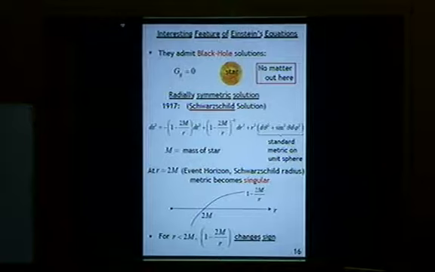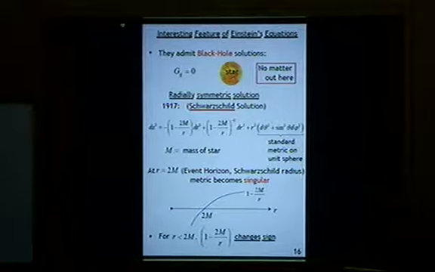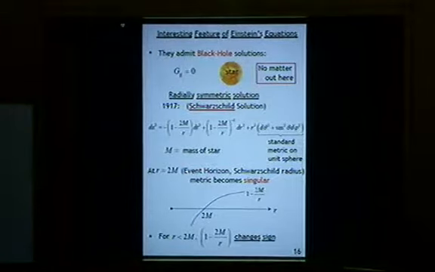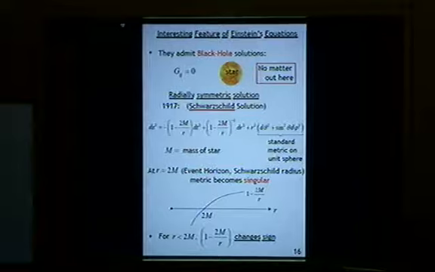Okay. Now notice that at r equals 2m, the metric gets funny. The dt squared coefficient is 0, and the dr squared coefficient blows up, becomes infinite. Now r equals 2m is a special place, and it's called the event horizon, or the Schwarzschild radius.